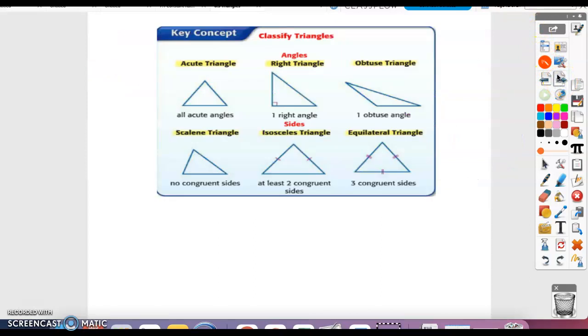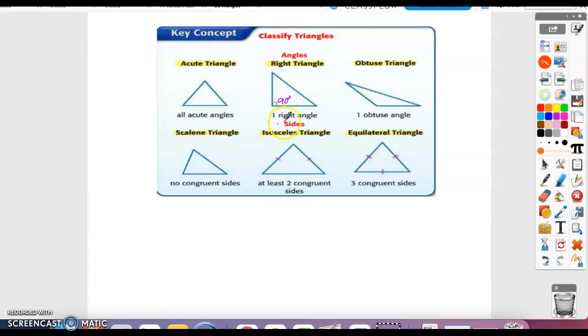All right, so now we're going to kind of move on. We're going to start classifying triangles, because there are different types of triangles. You can classify them by their angles and by their sides. So by their angles, you're looking at the measurements of the angles. This one right here would be an acute triangle, which means that all of the angles on the inside are less than 90.